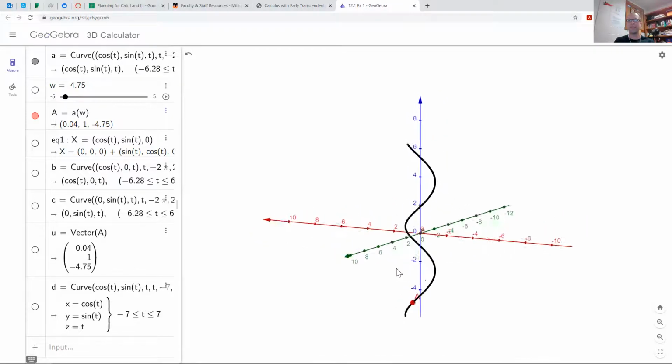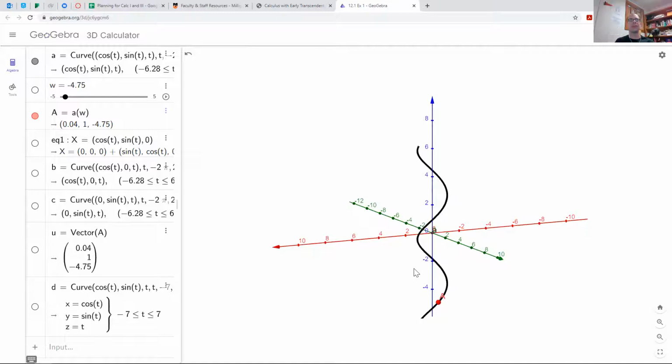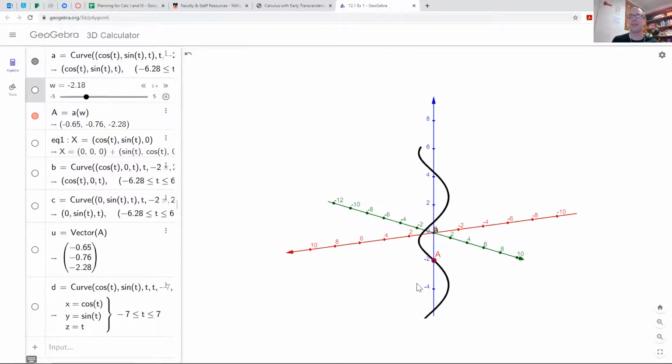One of the things that I've done to show you how this thing gets traced out as t changes is I've made a slider, call it W. The slider is able to go from negative 5 to 5, but since I've defined the curve to be A, if I take A of W, that plugs this value in for t in the original equation so that we get a point that travels along that curve.